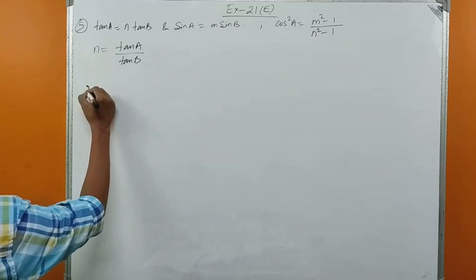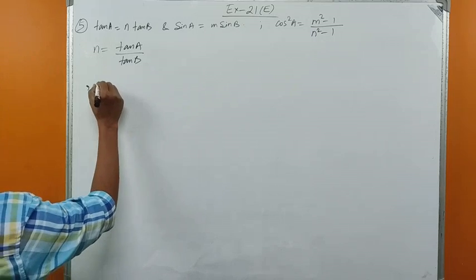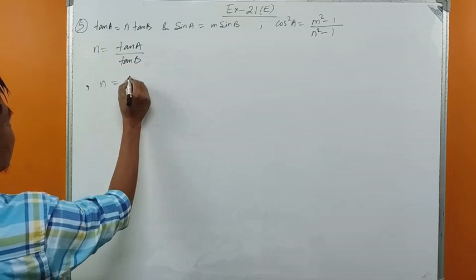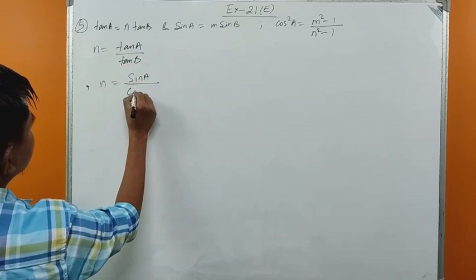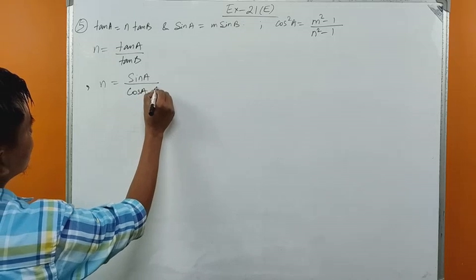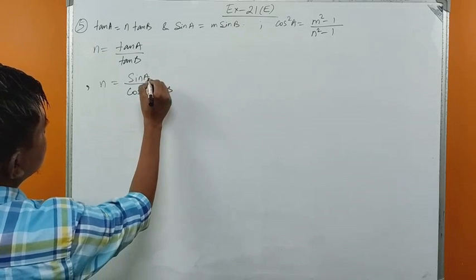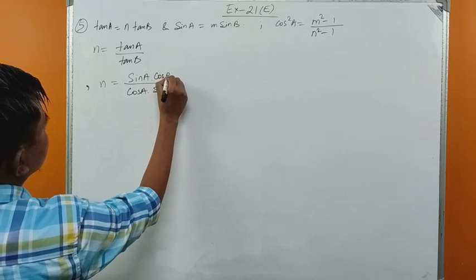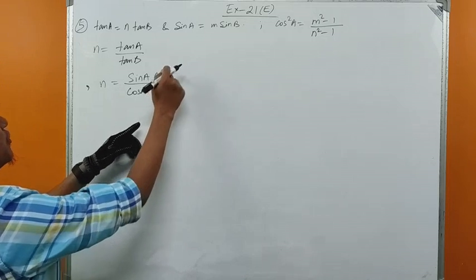Or you can write n equals tan A, which means sin A by cos A, and tan B means sin B by cos B, isn't it? This cos B goes to the numerator. Okay? Sin B upon cos B. This cos B goes to the numerator.